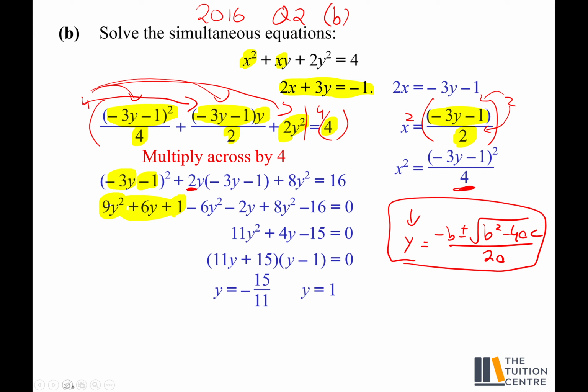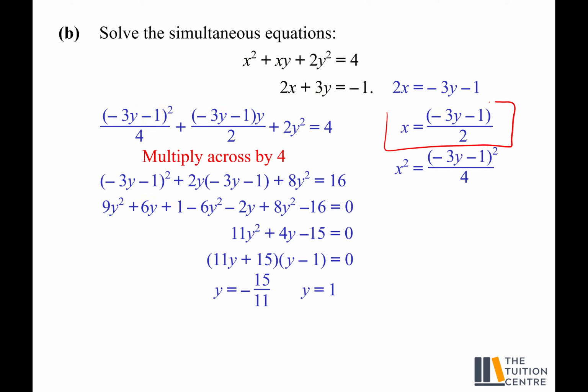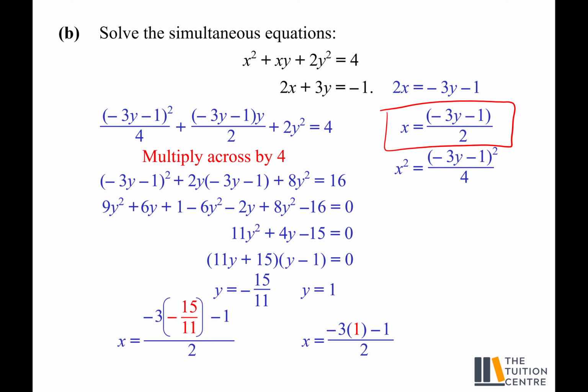Now I must go back and find my values for x. So I'm going to go up here to find my values for x. Because I've already x isolated there, if I just concentrate on the easier one first, y is equal to 1. So I put in my 1: minus 3 times 1 minus 1 over 2. That's going to give me minus 4 over 2, which will give me minus 2, won't it? It will. So minus 2 will be my answer there for x when y is equal to 1. And the more difficult one, when y is equal to minus 15 over 11, I'm putting that in where I have y, multiplying everything out, tidying it up, using the calculator to double check your work. You're going to get x equals 17 over 11.